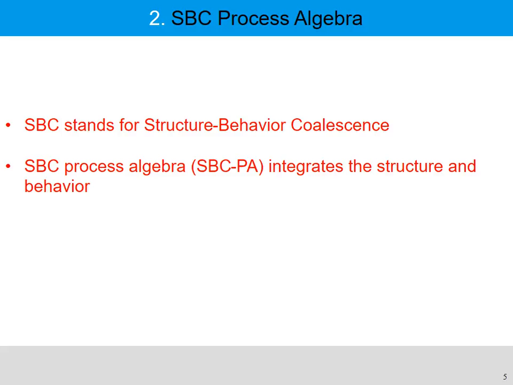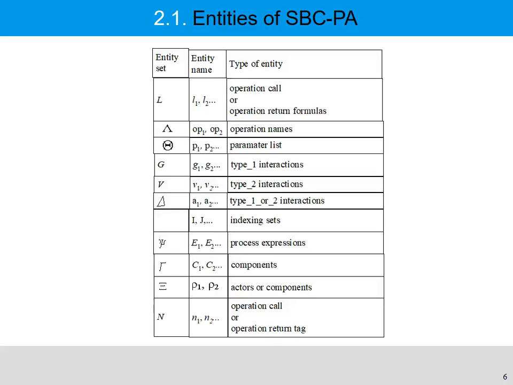Chapter 2 discusses what SBC process algebra is. SBC stands for Structural Behavior Correlations. SBC process algebra is able to integrate the system structure and system behavior of a system. SBC process algebra is a formal language. Therefore, we need to talk about its lexical part, syntactical part, and also the semantical part.